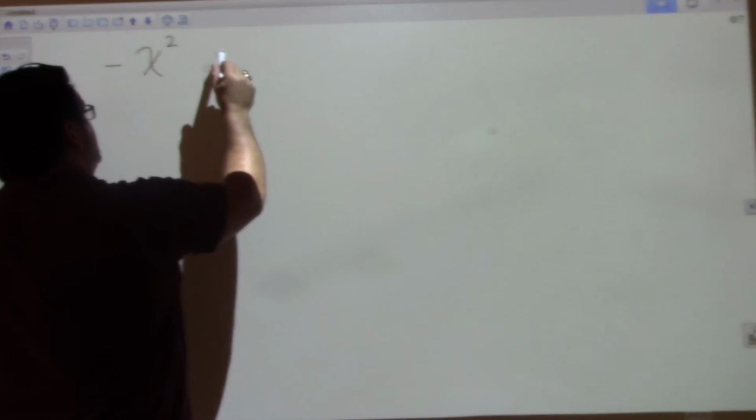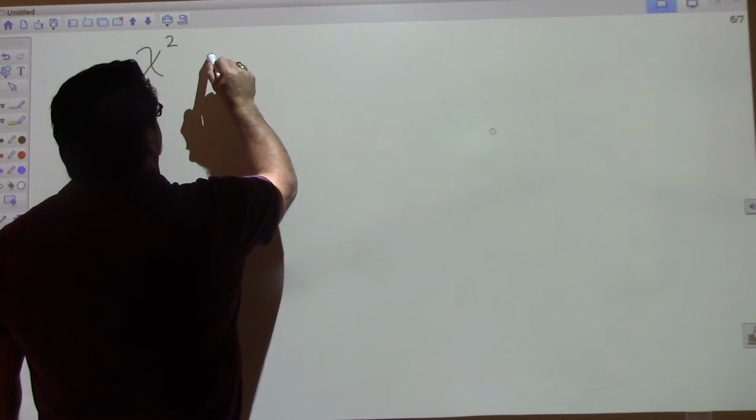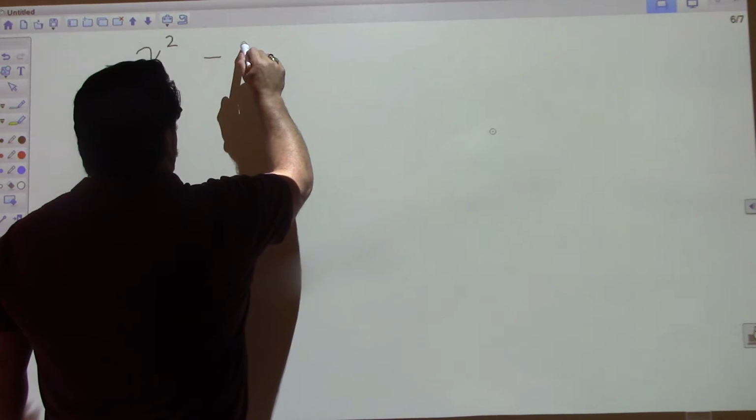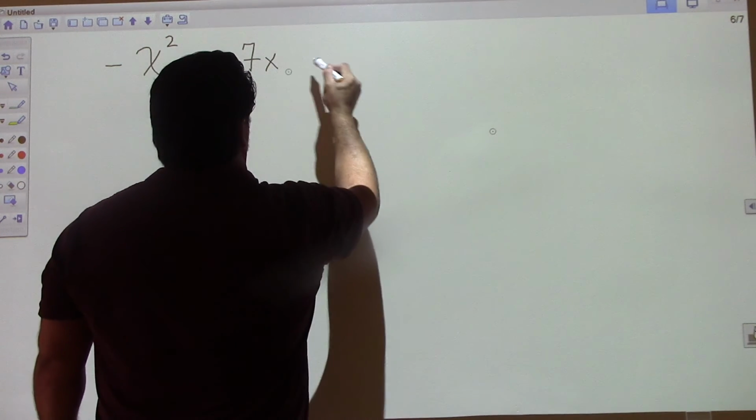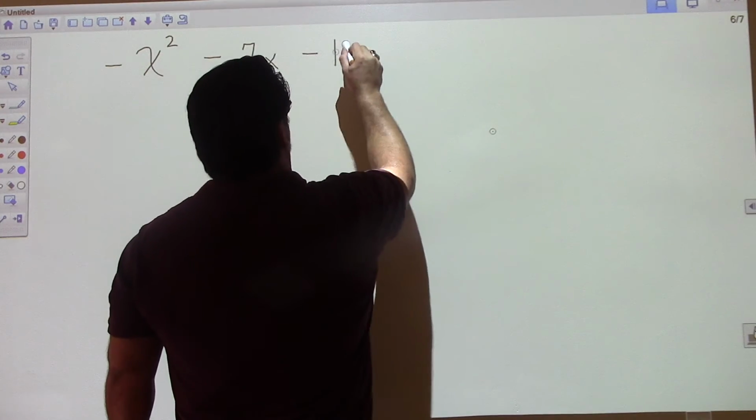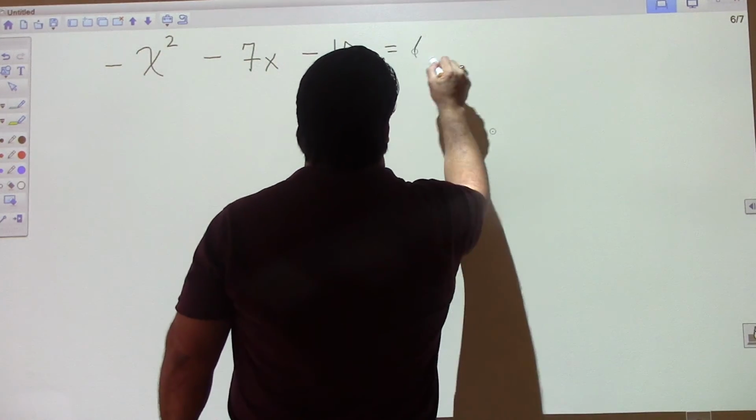Negative x squared minus 7x minus 10 is equal to 0.